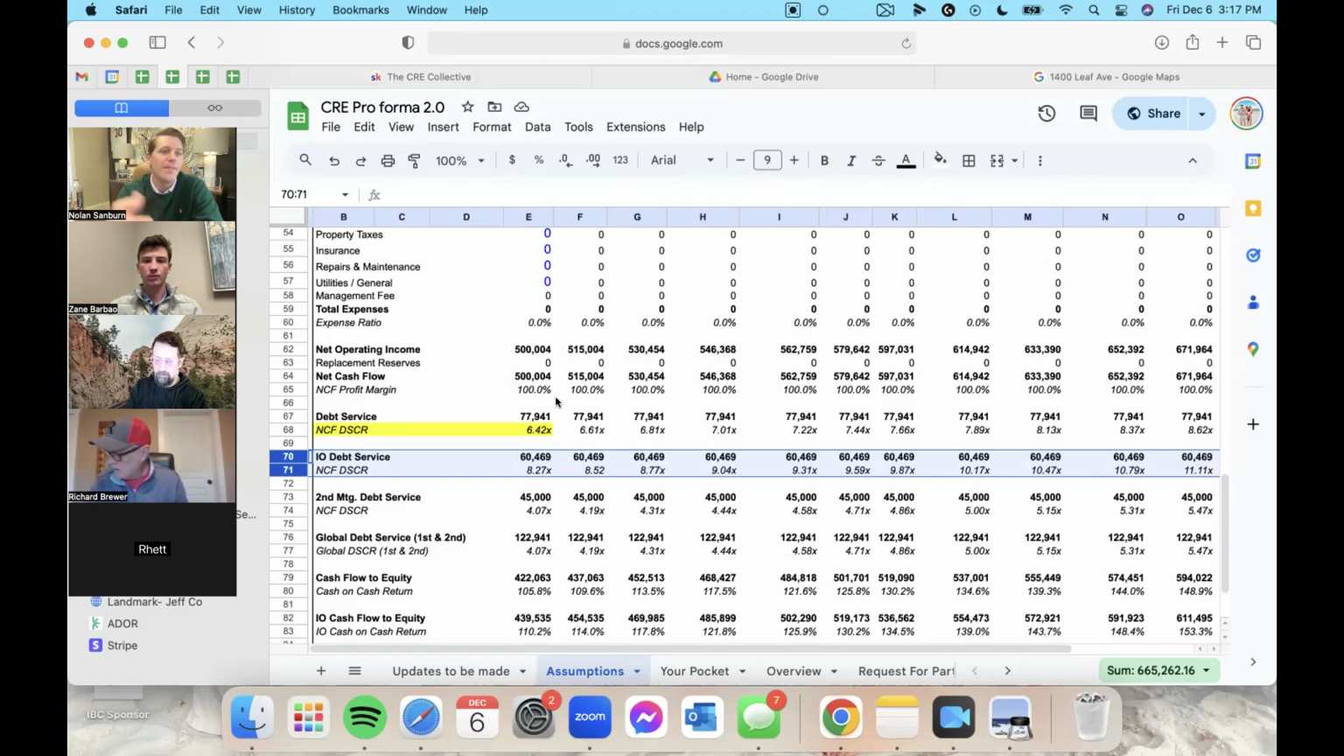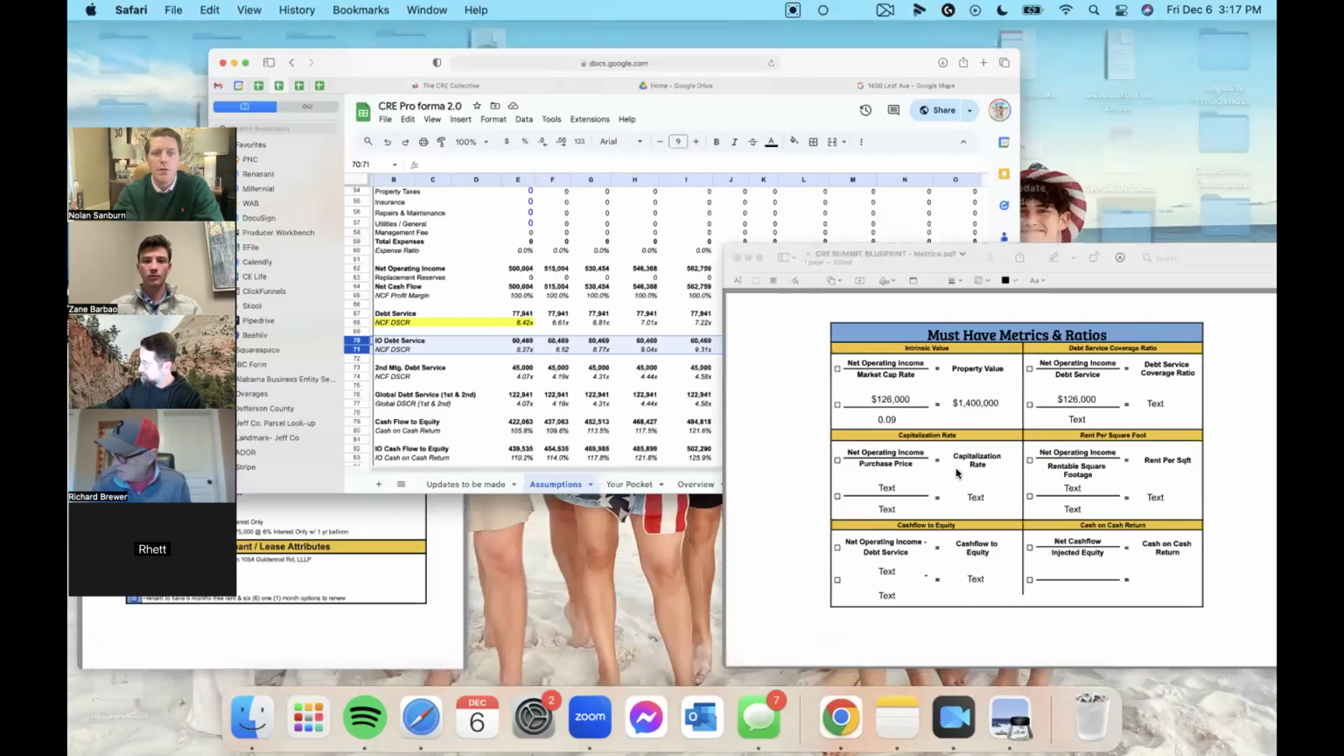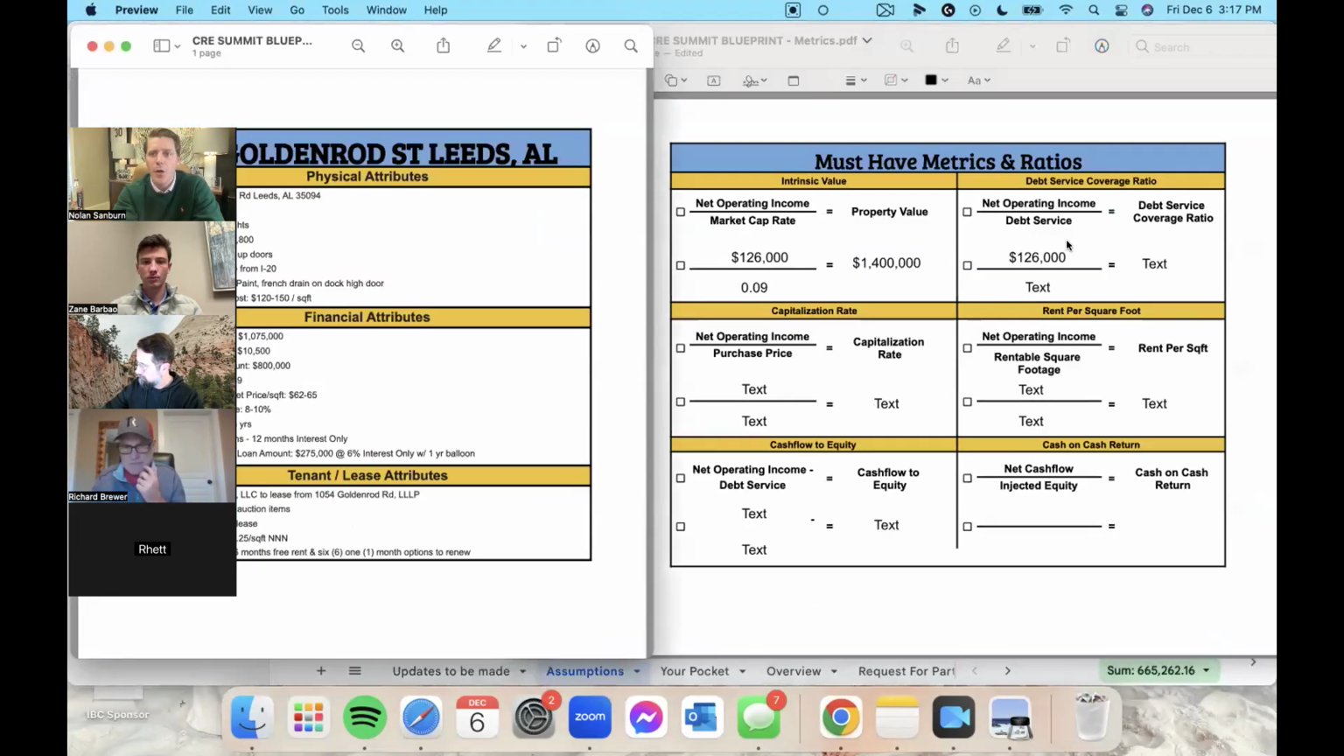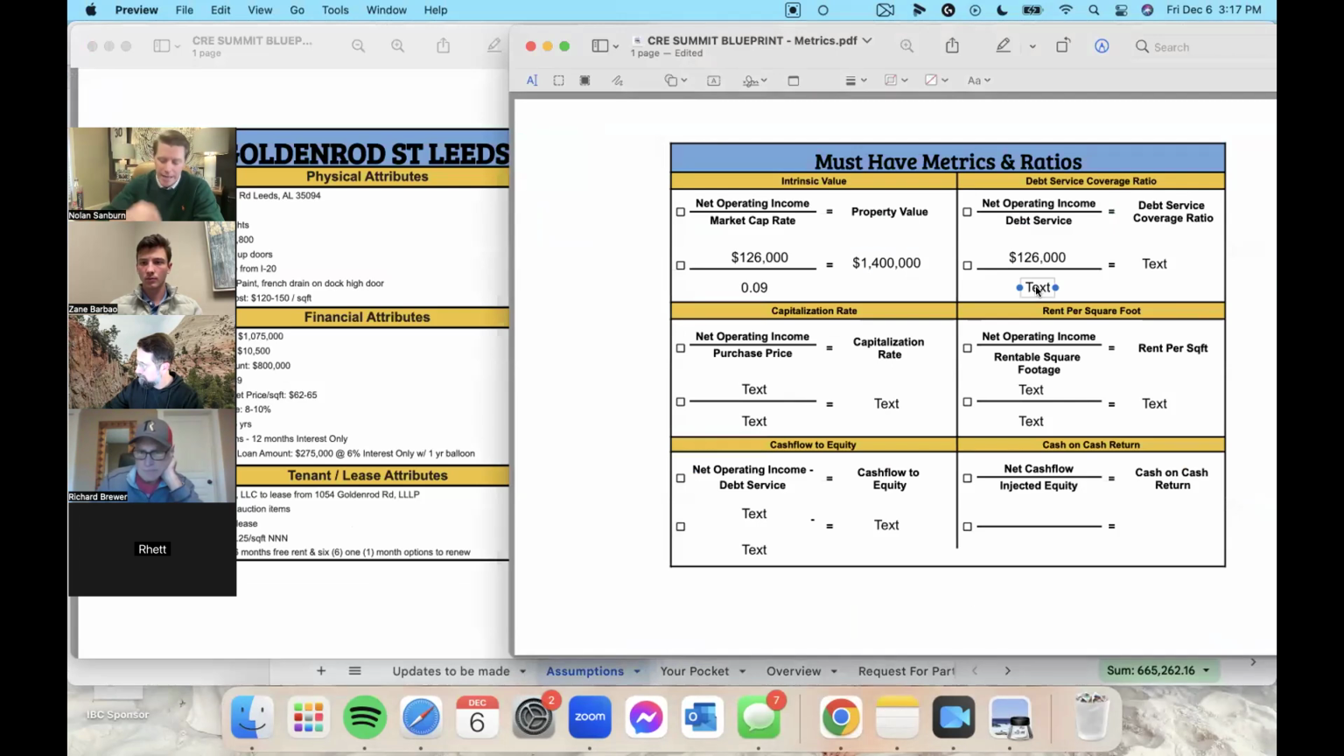So call it $5,500 though. Let's just say that to be round and conservative. Is that fair? So if we go back over here to our debt service, again, this is on an annual basis. So call it $5,500 a month, 5,500 times 12. Call it $66,000. Now, again, this is interest only.